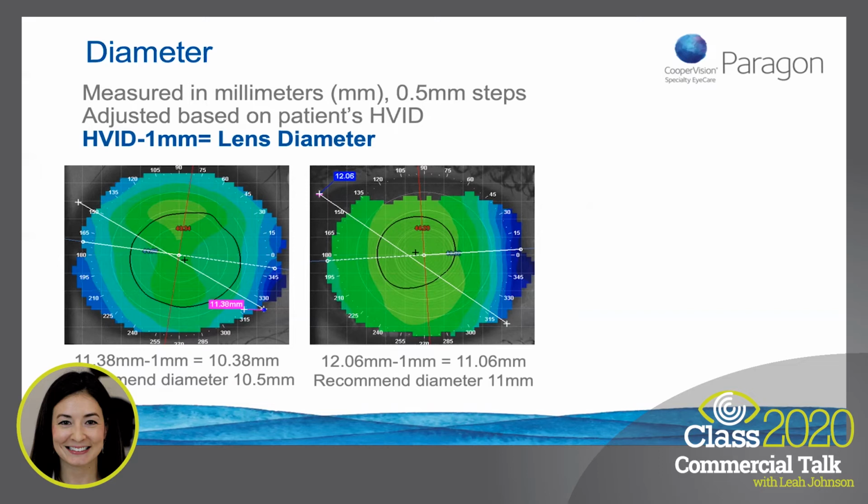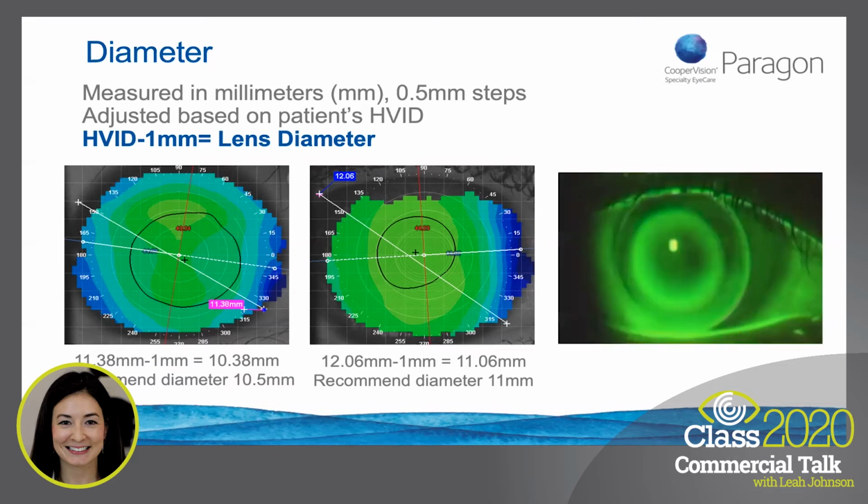If we look at this patient on the right, we see their corneal diameter size is a 12.06, minus 1 millimeter, and you get 11.06. Therefore, the recommended diameter size is 11 millimeters. What happens if a lens is too small for the cornea? It will decenter laterally, as you can see here from this video.